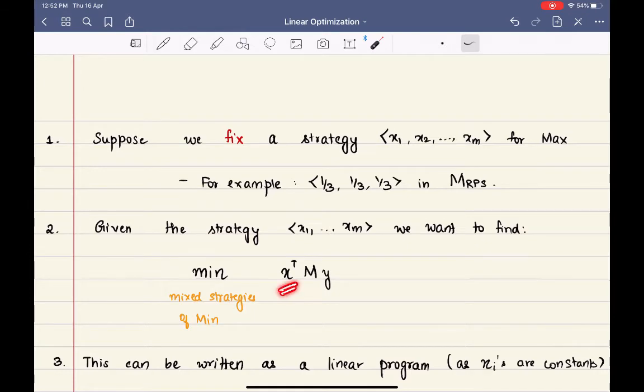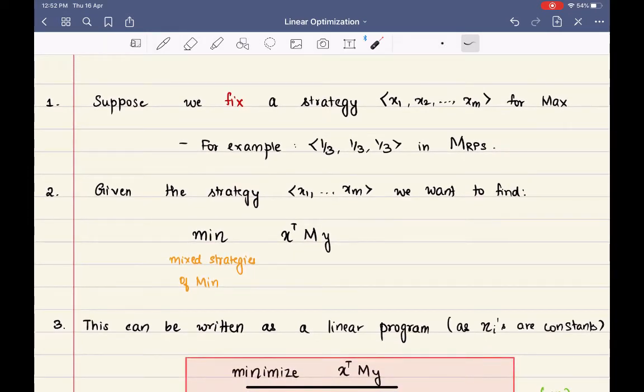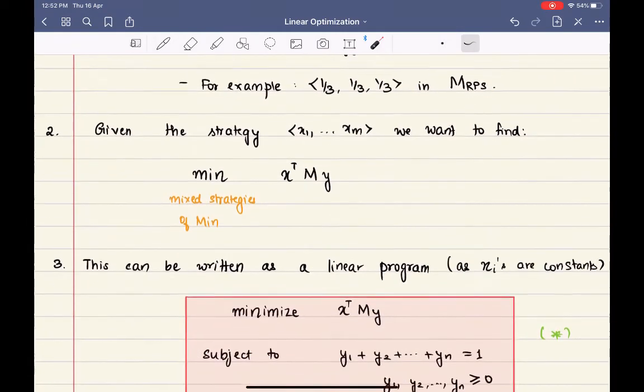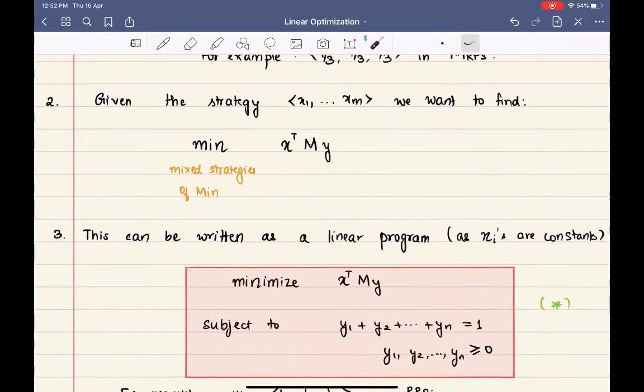The best response would be the min over all mixed strategies y of x transpose M y. Note that this is a linear program because these x's are all constant. We need to look at all mixed strategies of min, so we need to find all y1 till yn such that the sum of the y_i is 1. Each feasible solution of these constraints will give a mixed strategy. And what we want to minimize is this, because here x transpose is fixed, it's a constant, and this will be a linear function over y1 till yn.